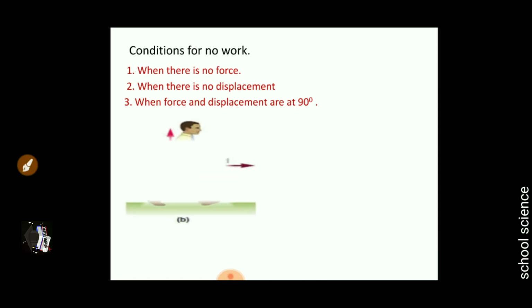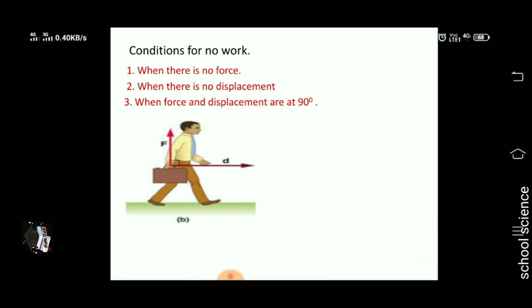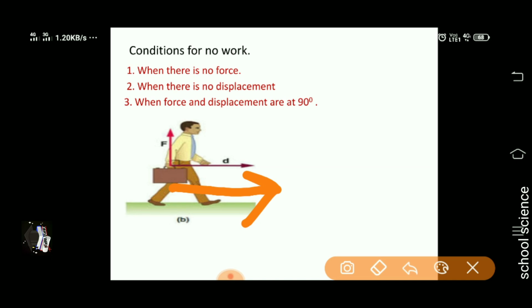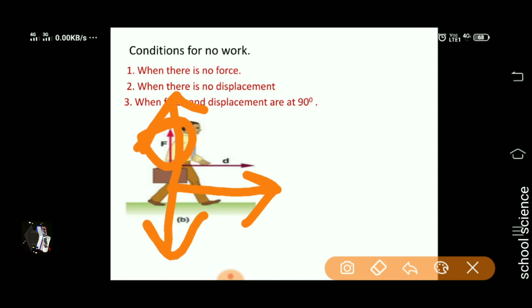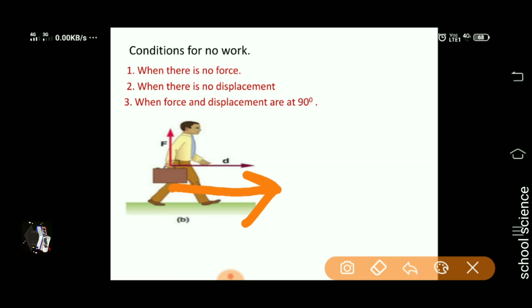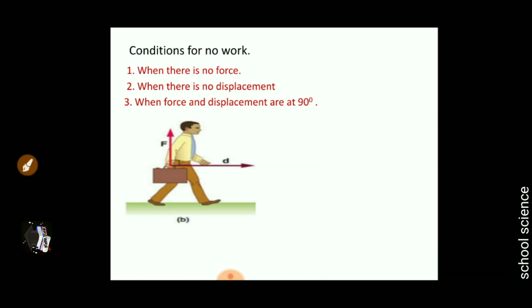I'll give you a few examples. Look at this example number 1. Out here, the person is moving on a horizontal platform, okay? The displacement is along the x-axis, the force is along the y-axis because he is lifting the load up, okay? And he is lifting the load against the force of gravity. This is the force of gravity. He is lifting the load against the force of gravity in the vertically upward direction, okay? So in this case, force and displacement are at 90 degrees, so there is no work.